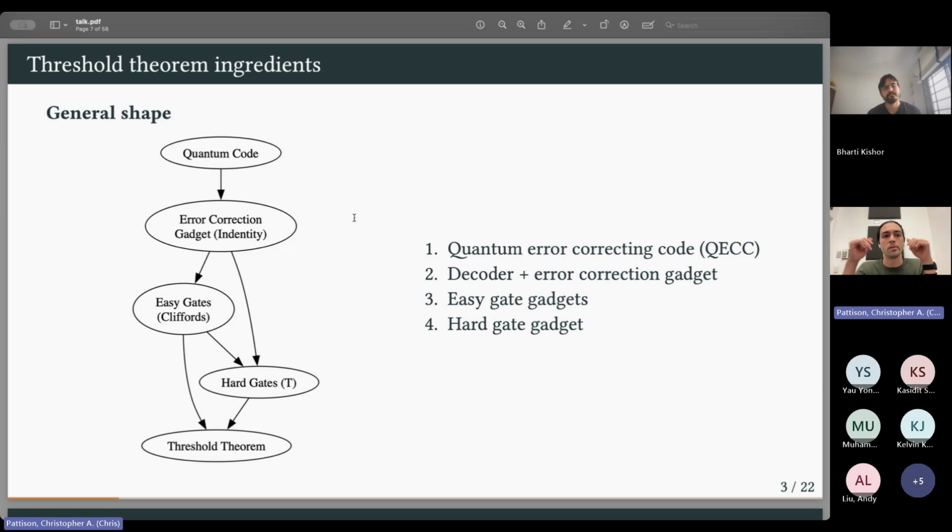Any threshold theorem has a general outline. Your main tool is a quantum error correcting code.